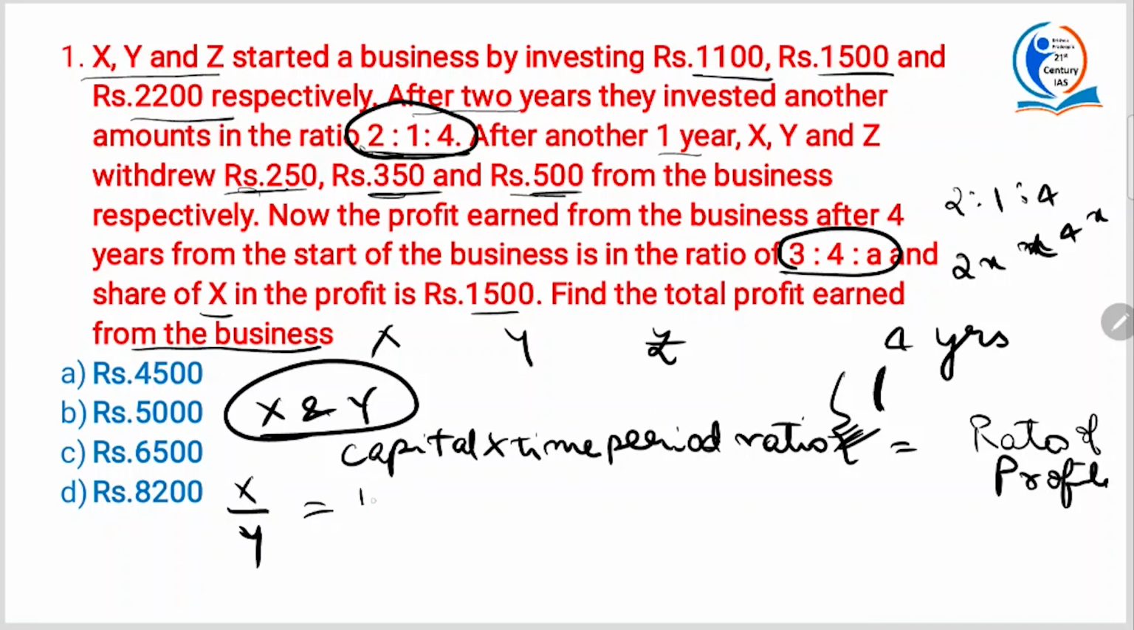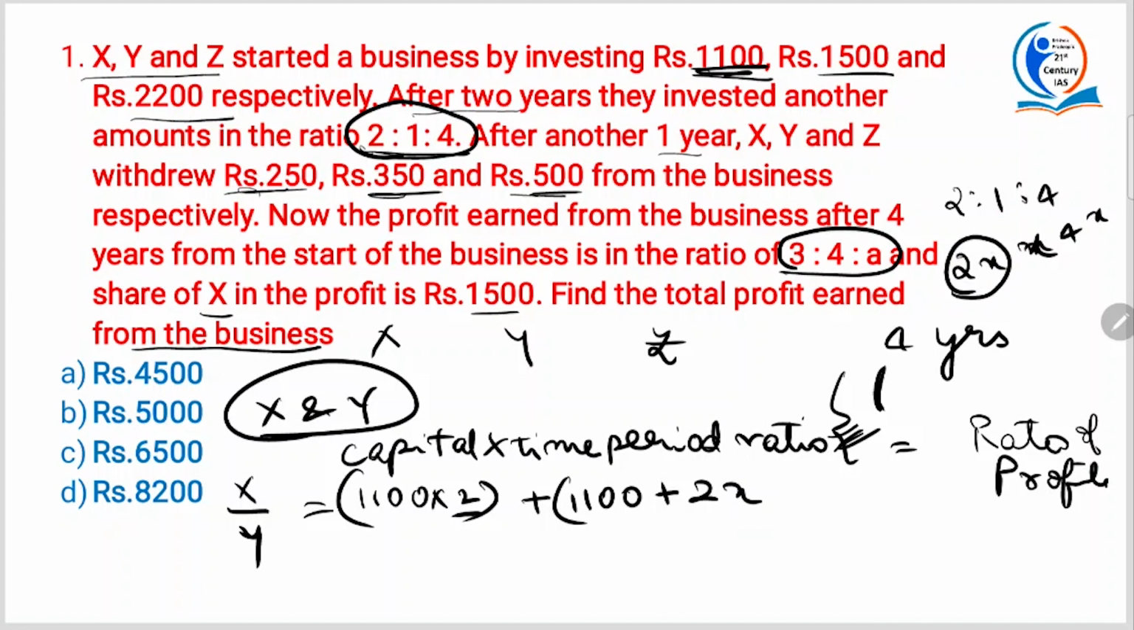For the first 2 years it is how much? 1100 into 2 years, plus for the third year it is 1100 plus 2x. This is what we are taking here. And for the fourth year it is 1100 plus 2x. Out of this amount he is removing how much? 250 rupees.